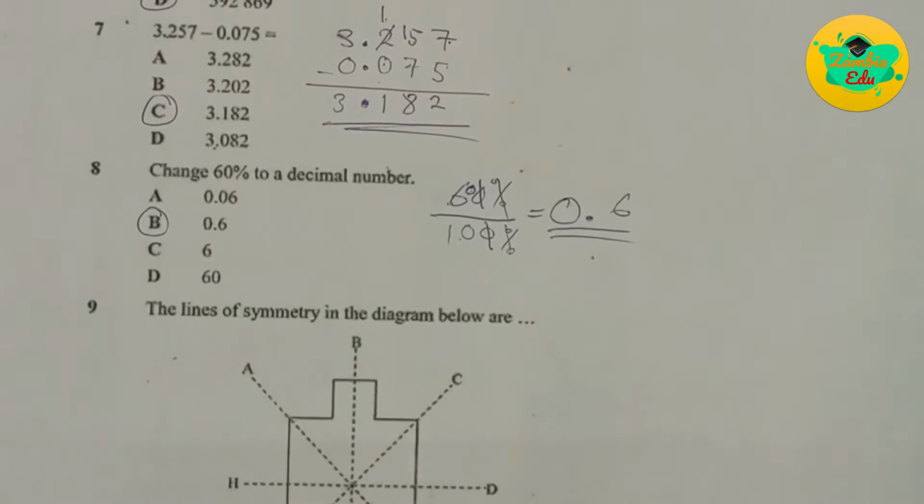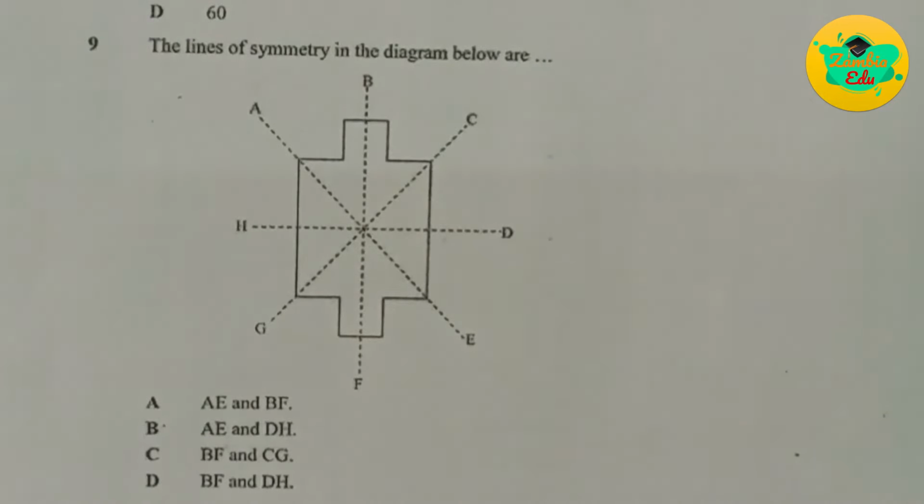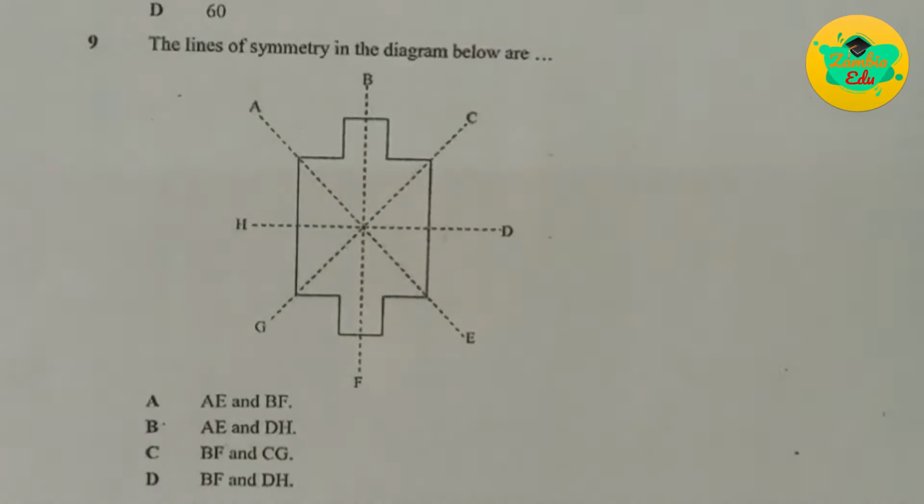Quickly, let's look at number 9. Question number 9 says, the lines of symmetry in the diagram below are. As we've always said in our previous videos when we've been revising grade 7 mathematics papers, we first start by defining what symmetry might mean. If they say lines of symmetry, what do they really mean? So the lines of symmetry are lines which are able to cut a given shape into two parts which are going to be equal. And this shape that we've been given, in question 9, which we're looking at right now in 2019, has two lines of symmetry.